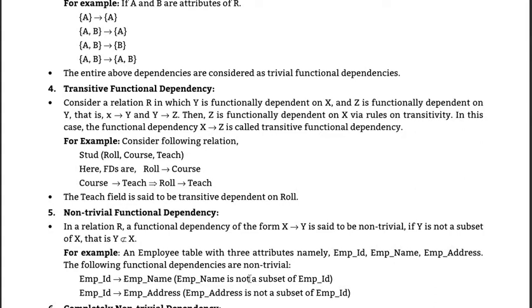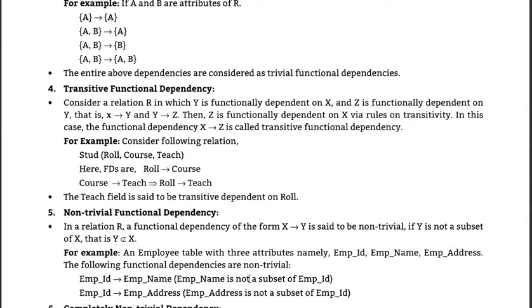Or you can say Y is functionally dependent on X and Z is functionally dependent on Y. Then Z is functionally dependent on X. These rules you have studied in mathematics, Maths 1, so you can get it easily. Z is functionally dependent on X via the rule of transitivity: if X determines Y and Y determines Z, then X determines Z. In this case, the functional dependency X determines Z is called a transitive functional dependency.